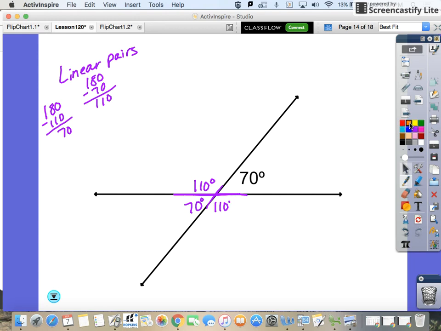Now, if you see this as vertical angles, your work is going to be in orange. So this and this are across from each other. So you would know that it was 70 degrees. And then you'd have to use linear pairs to find the partner, but you would also know that the vertical angles would be equal. Okay? So there's some pieces to this one.